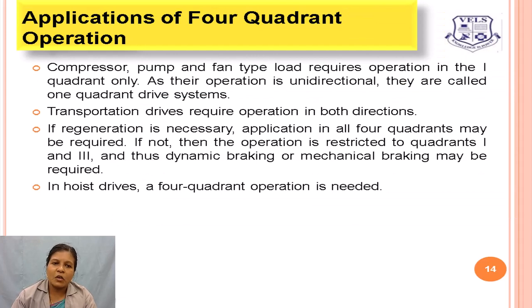So it finds its application in compressor, pump and fan type loads. These types of loads operate in only one quadrant, which means that their operation will be in a unidirectional function only. So they are all called one quadrant drive systems. And transportation drives require operation in both directions. As we all know, regenerative braking, when the car is moving downward, the kinetic energy which is stored in the motor is going to be supplied back into the source. So they are restricted to quadrants 1 and 3, and at times when we need it, dynamic braking or mechanical braking may also be employed.